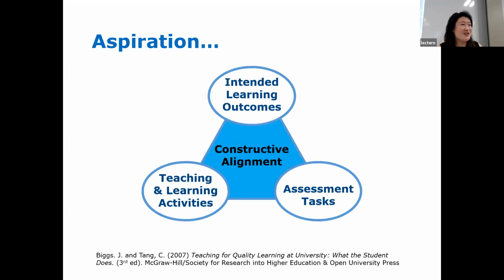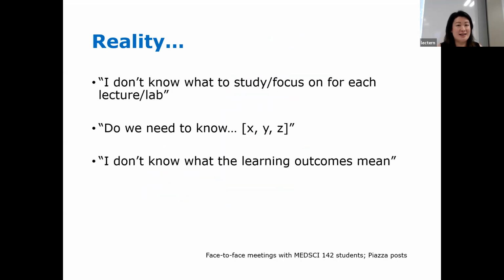So as good teachers and learning designers, we always try to achieve constructive alignment by having really clearly stated intended learning outcomes, really good teaching learning activities, and that helps students to achieve their assessment tasks. In reality, however, based on my face-to-face meetings with MedSci 142 students and students' Piazza posts, it is clear that a lot of students do not understand what learning outcomes actually are. I'm seeing a few nods around the room.